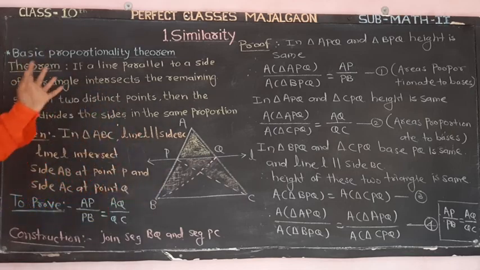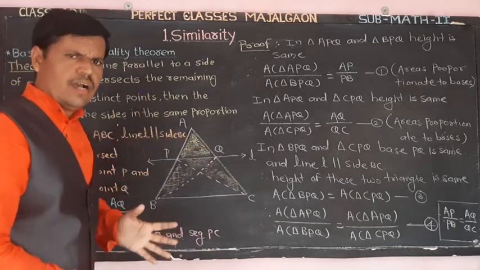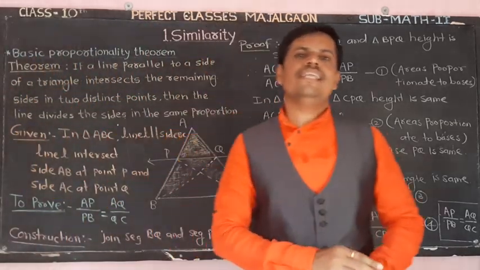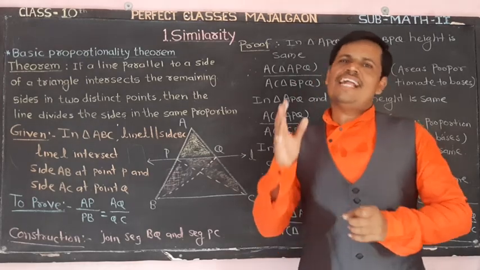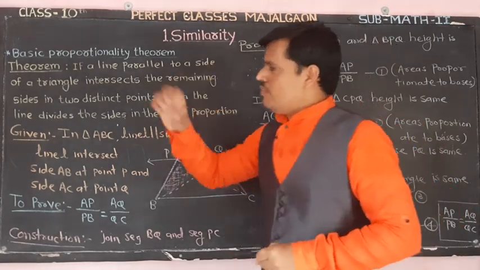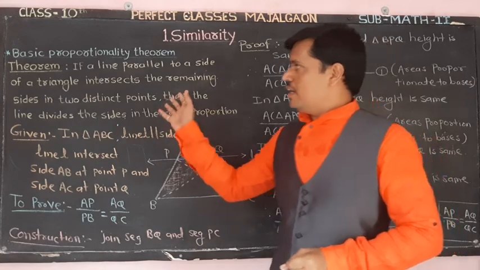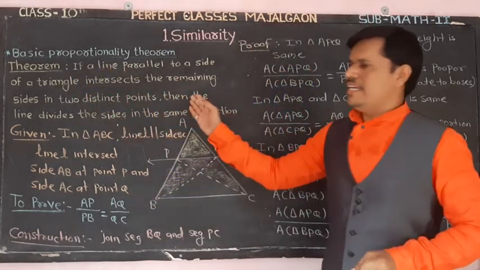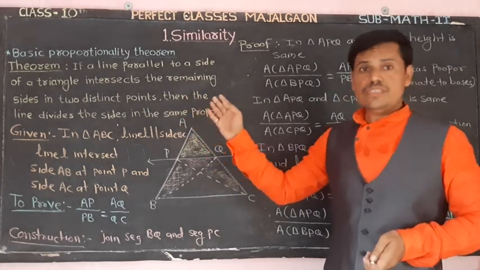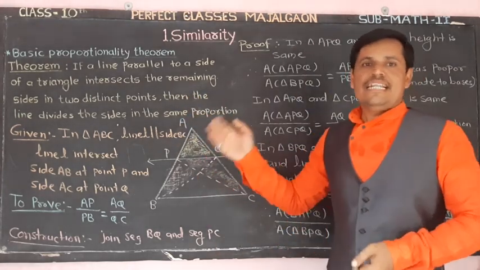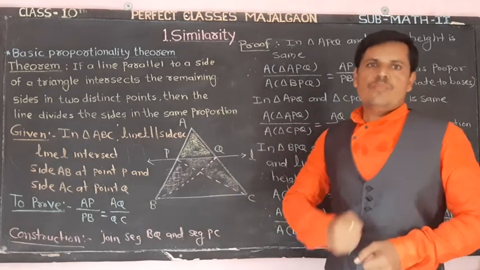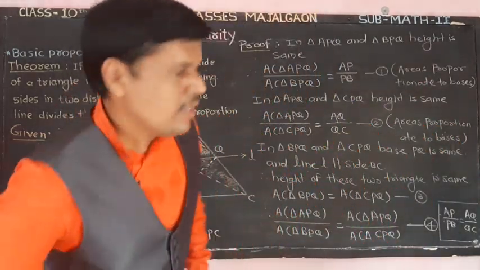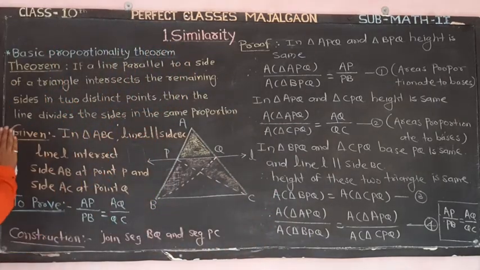Now we see the converse of this theorem. What is meant by converse? If we interchange the sentences starting from if and then, we get a statement, and that statement is called the converse of the original statement. How to interchange these two statements? We see the converse of the original statement.